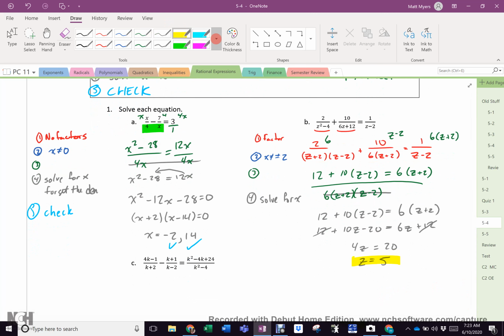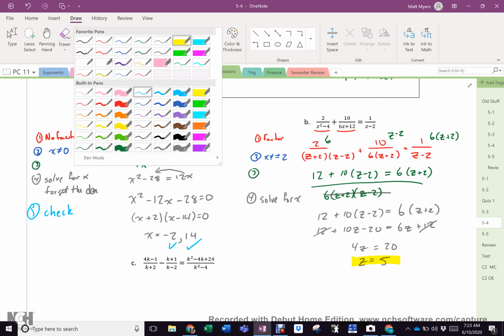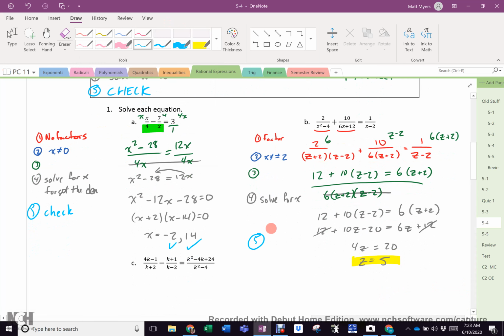And then 5, of course, I check it. Now, I would check it right there. Because it's not our non-permissible value, I only need to check it up top. What is 5 minus 2? Well, that's 3. What is 5 plus 2? Well, that's 7. 10 times 3 is 30. 30 plus 12 is 42. What's 6 times 7? 42. Does 42 equal 42? It does in my world. There we go.